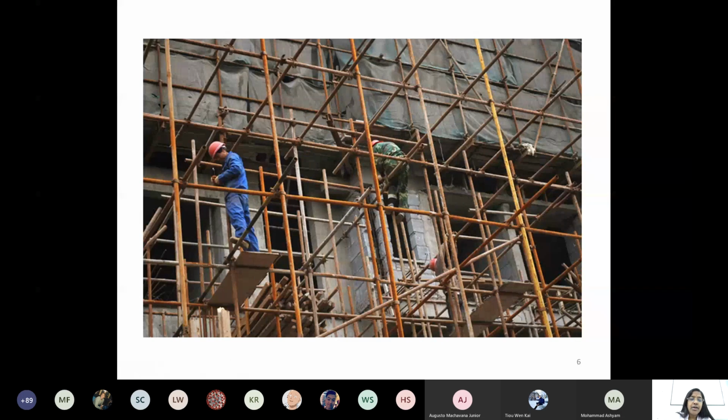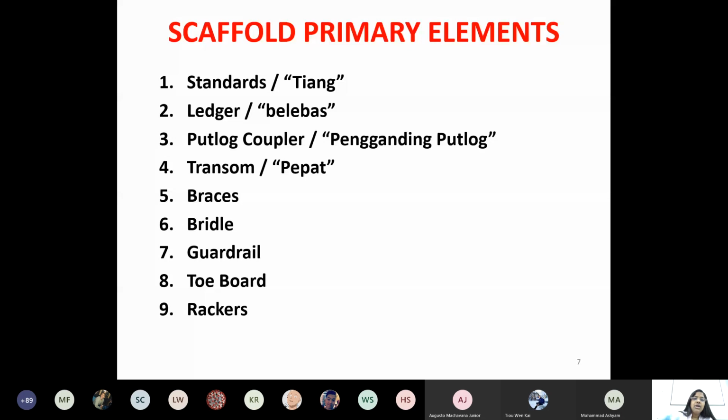This is another type of scaffolding or supporting structure to build a structure as the height is increasing above and above. What are the primary elements? I have pictures also. Don't worry, we will explain one by one.